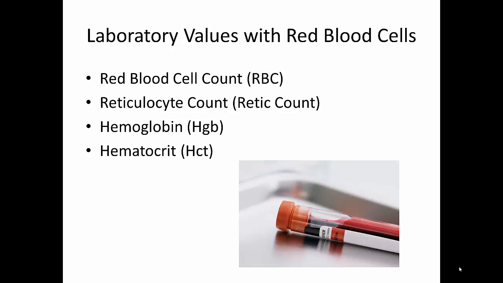So, ask yourself, can I have a normal red blood cell count, but a low hemoglobin? Does that necessarily mean that I'll have a low hematocrit? Can I have a normal hematocrit, but a low hemoglobin? And when would that occur? And again, that's going to give you some indicators of the disease process that your patient is experiencing.